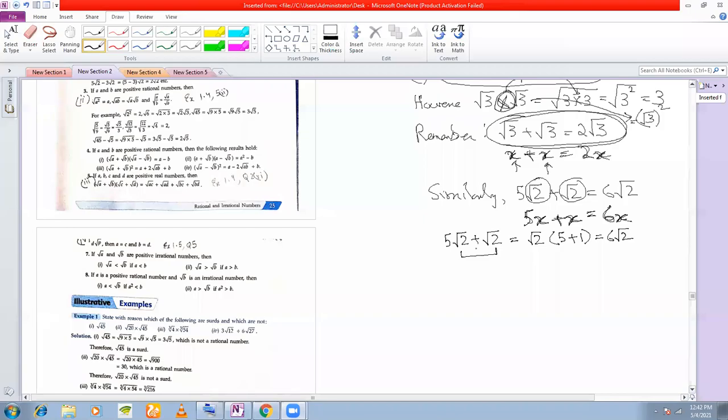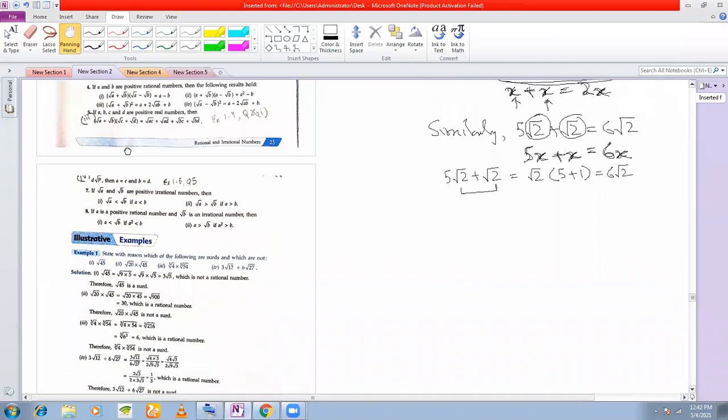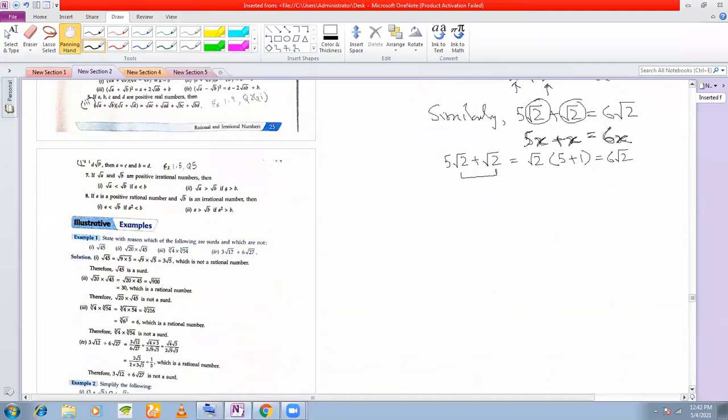We start with some more remarks. Suppose we have root 45 minus root 5. Then how do you work with this?